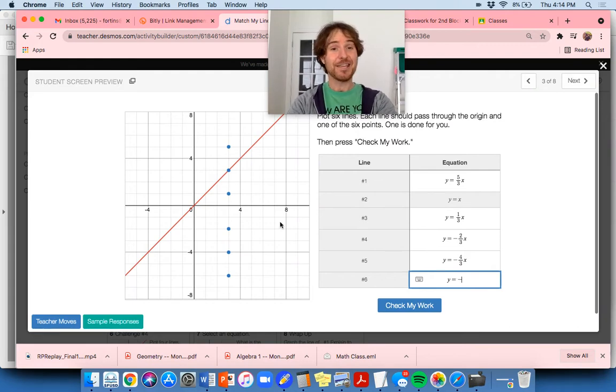And finally, we have rise negative 6. Yep, and then run 3. So that would be negative 6 over 3. Fun fact, that would just be negative 2, right? Negative 6 divided by 3, 6 divided by 3 is 2. Yeah, you get it. You get it.